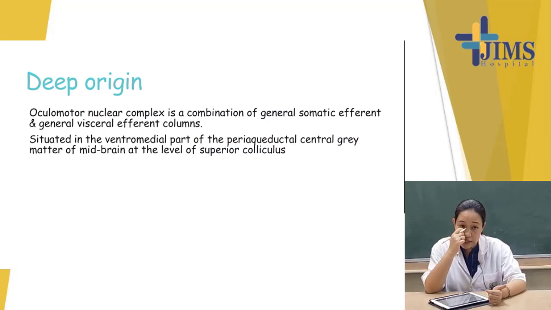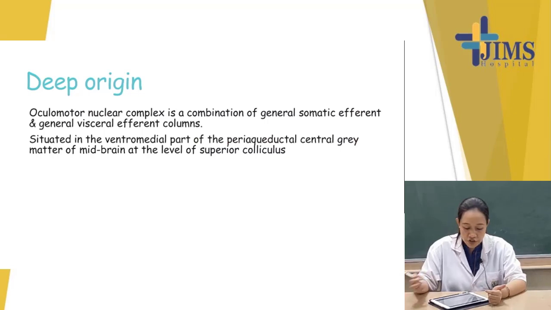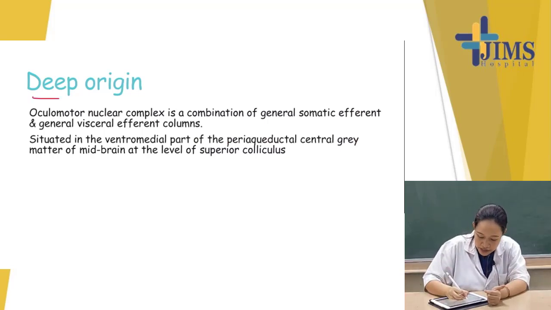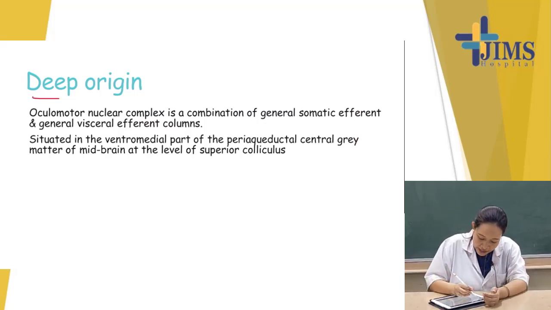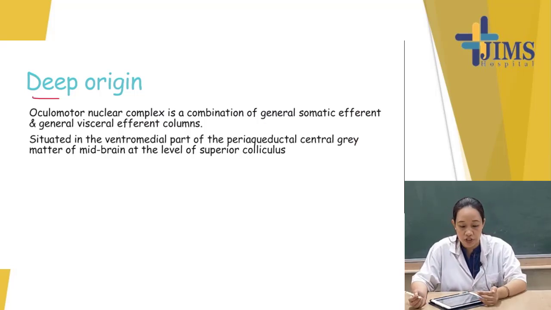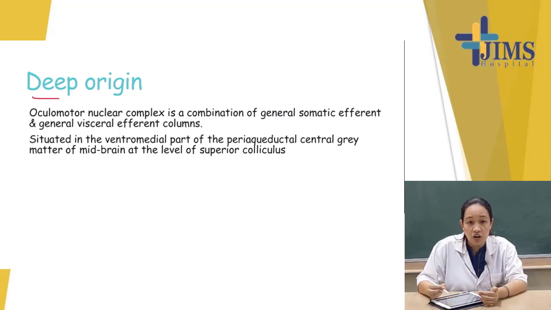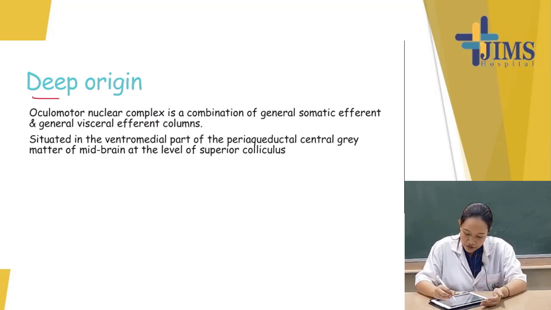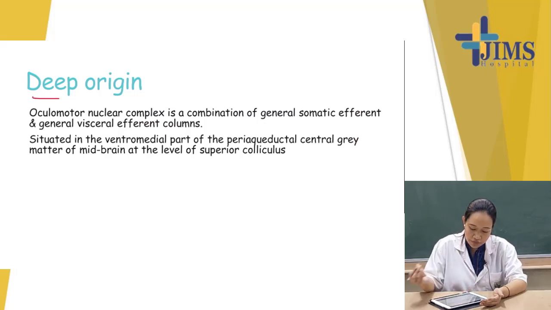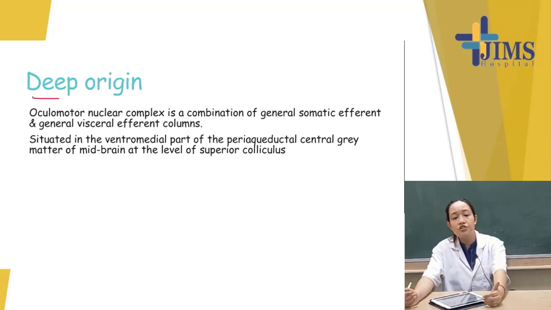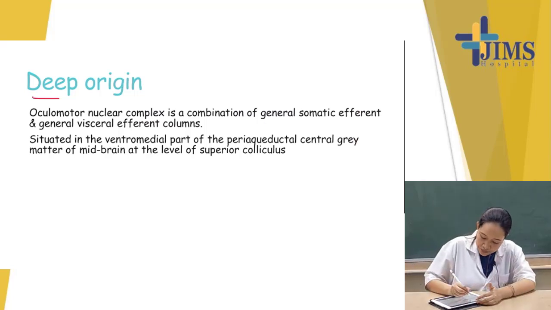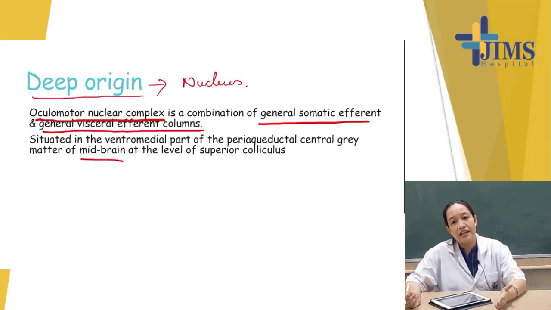Next, coming to the deep origin. What is the deep origin of the nerve? Here you need to remember the nucleus. The nucleus of the oculomotor nerve, we call it the oculomotor nuclear complex. It is the combination of what I just told, general somatic efferent and general visceral efferent columns. So where is this deep origin located? This deep origin is located in the midbrain.